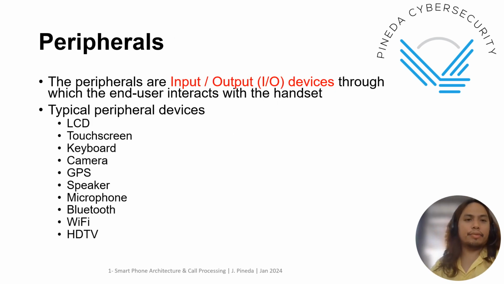And then we have the peripherals. So the peripherals are your I/O devices, okay, through which the end user interacts with the handset. So these are the typical peripheral devices, although this is not exhaustive. So you have your LCD, touchscreen, keyboard, camera, GPS, speaker, mic, Bluetooth, Wi-Fi, and your HDTV. Okay. At times, depending on the type, if you're a Samsung user, it may come up with a stylus or a pen, right?